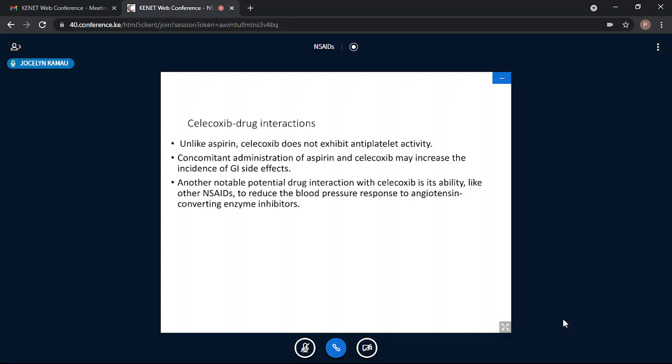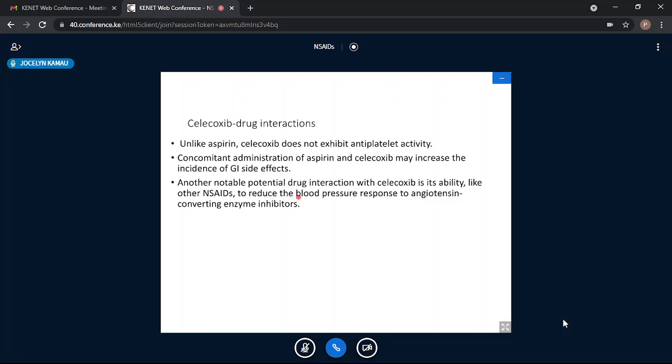They cannot be used as an anticoagulant, because they can actually cause more coagulation than needed. So that's what we are saying, that unlike aspirin, celecoxib does not exhibit antiplatelet activity. Co-administration of aspirin may increase the incidence of GIT side effects. Again, that we do understand.